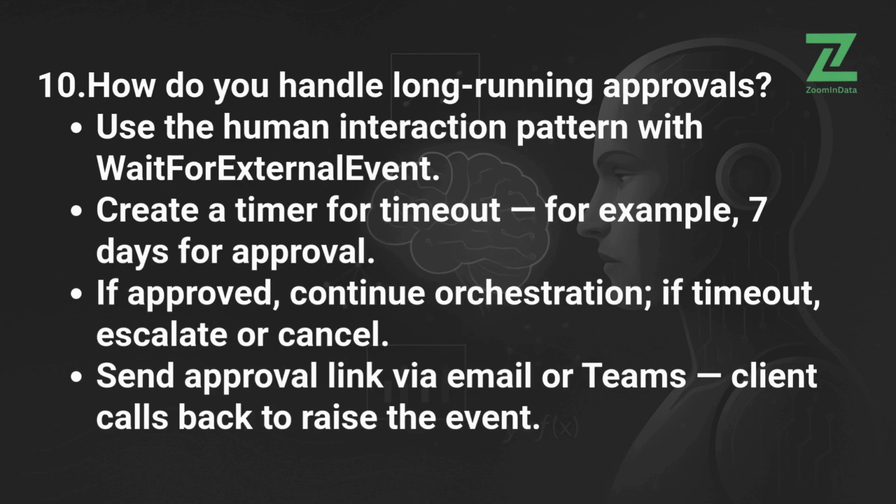How do you handle long-running approvals? Use the human interaction pattern with wait for external event. Create a timer for timeout, for example, 7 days for approval. If approved, continue orchestration. If timeout, escalate or cancel. Send approval link via email or Teams. Client calls back to raise the event.